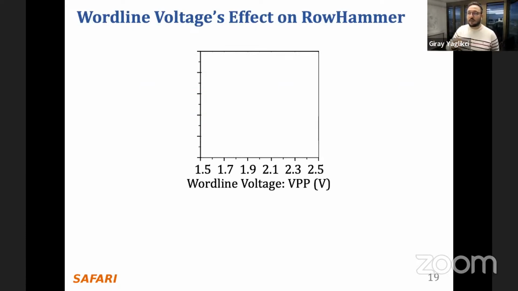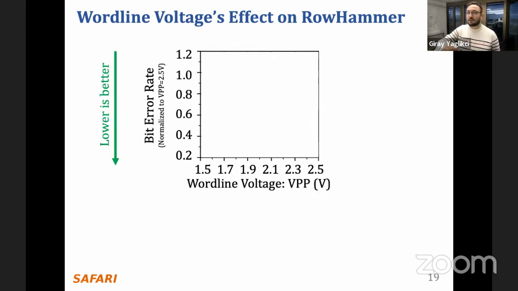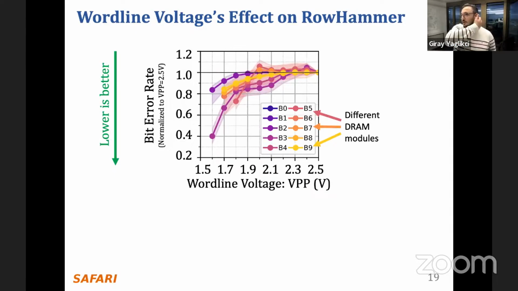So this is a plot where we have the wordline voltage on the x-axis. Remember that 2.5 volt is the nominal voltage, and from right to left, we will reduce the wordline voltage and check how the bit error rate changes. Bit error rate meaning how many DRAM cells experience a bit flip when we do the attack. And obviously, lower is better for this value, right?